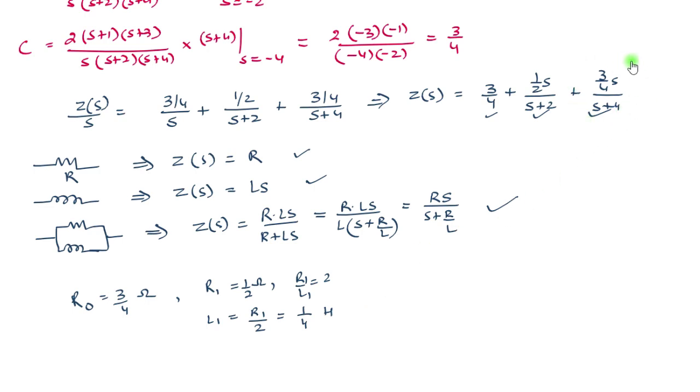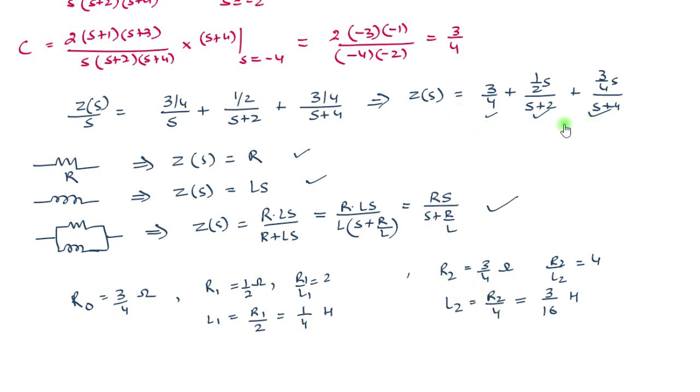Similarly, comparing this term with this, I will get that R2 is equal to 3 by 4 ohm and R2 by L2 is equal to 4, or I can write L2 to be equal to R2 by 4. Substituting the value of R2, I will get 3 by 16 Henry. Now we have the values of all the components.